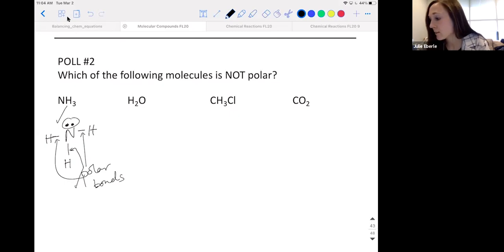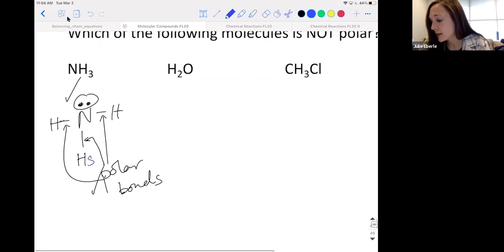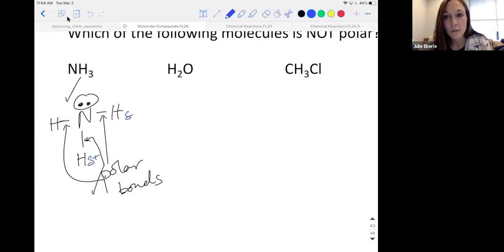So we can write in the partial positives and partial negatives. What are the partial positives? These are the hydrogens. These are very electron deficient, okay? The electrons are going to be skewed or pushed towards the more electronegative element, which is nitrogen here, okay? So all these hydrogens are the electron deficient region of the molecule, and we can draw the partial negative up here on the nitrogen by the lone pair.